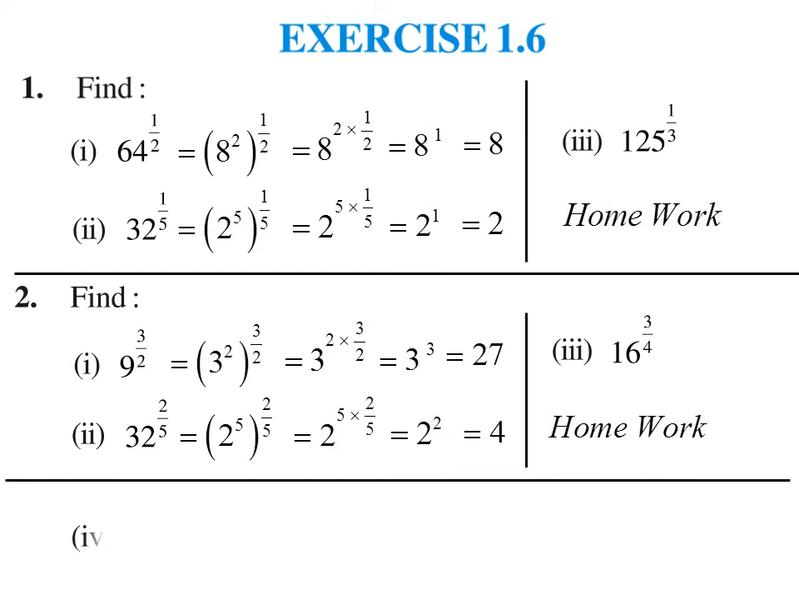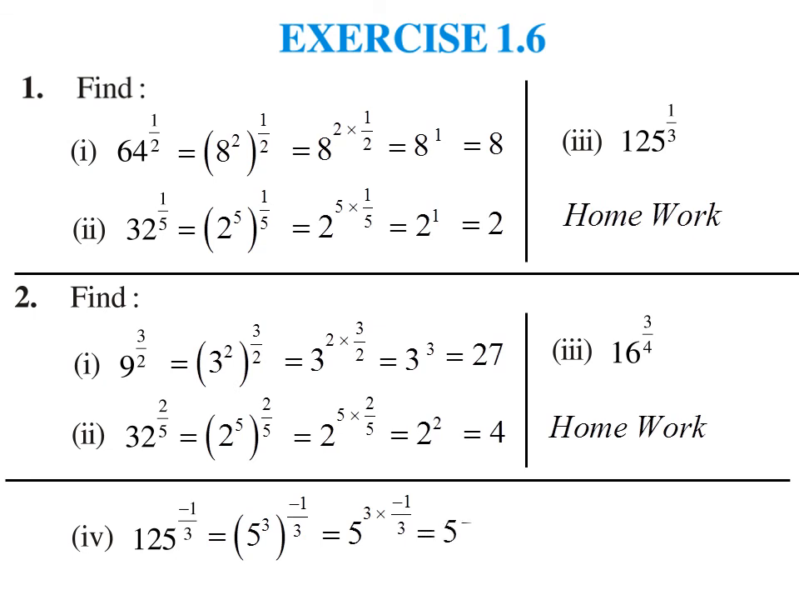Now again one more question in this one. The next one, the fourth question, which is also very important: 125 to the power minus 1 by 3. Again we have to convert 125 in such a way that you can get a number whose power is 3. So we can write 5 to the power 3, whole to the power minus 1 by 3. Now again we can multiply these powers, so 5 to the power 3 into minus 1 by 3.